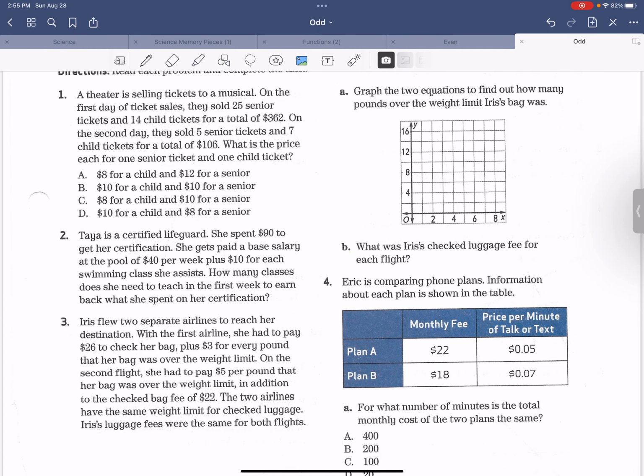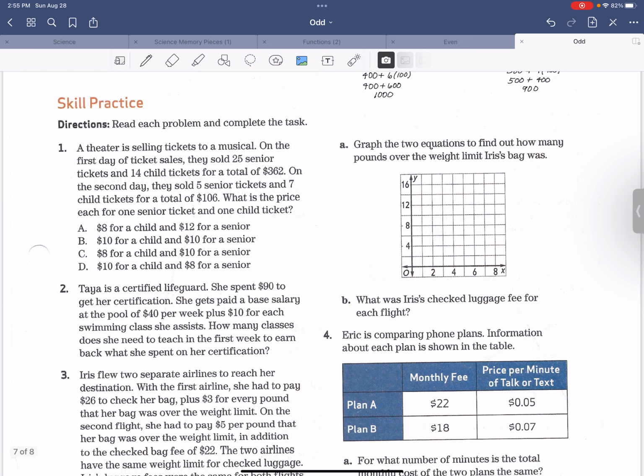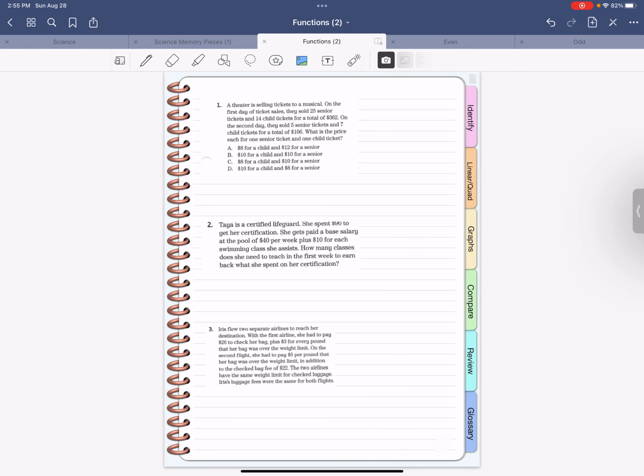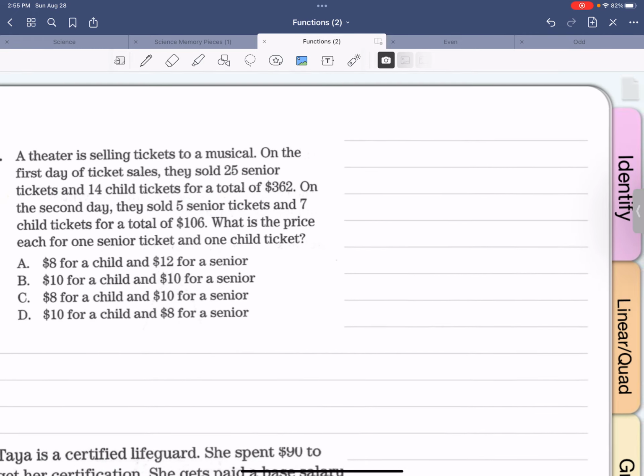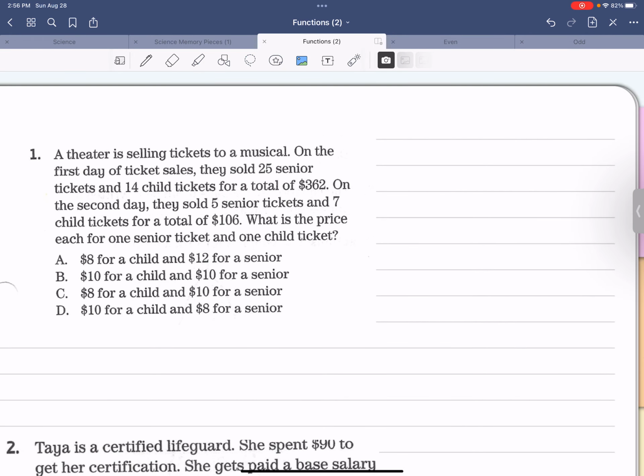We are still on page 179. We're looking at the skill practice, and I've transferred these to a piece of paper just so I have some workspace. Let's look at number 1.